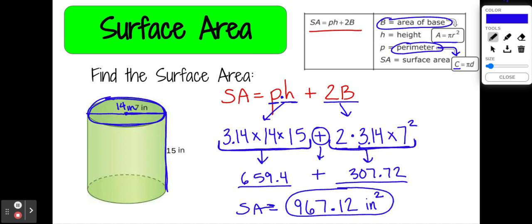So there's a lot going on in there, but you're really just taking the numbers and plugging them into the formula, and then of course using order of operations. Thank you for joining me for how to find the surface area of a cylinder.